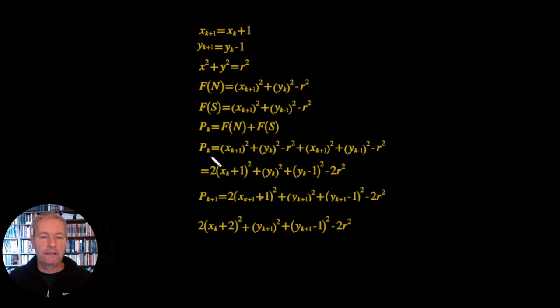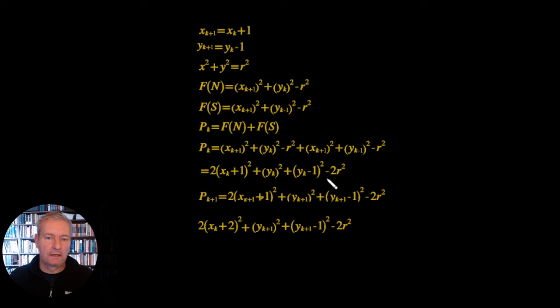Now we can replace the x of k plus 1 with xk plus 1, and I've replaced that there. And we can replace the y of k minus 1 with yk minus 1, and I've replaced that here. So we're left with this equation here. Now we can work out what the next value for our pk is, so the next decision variable. So the next decision variable is going to be pk plus 1.